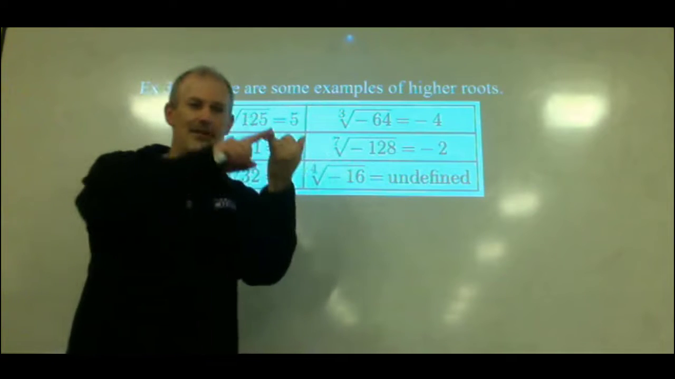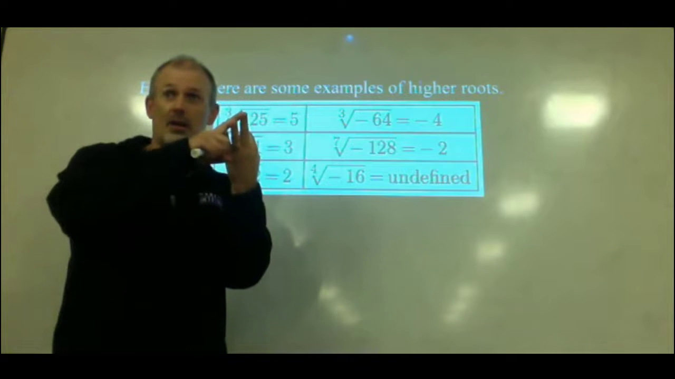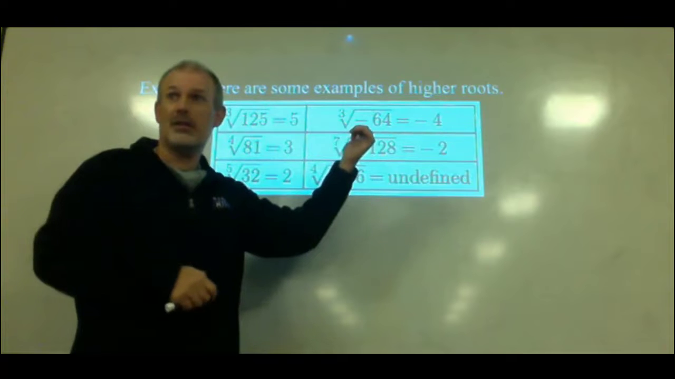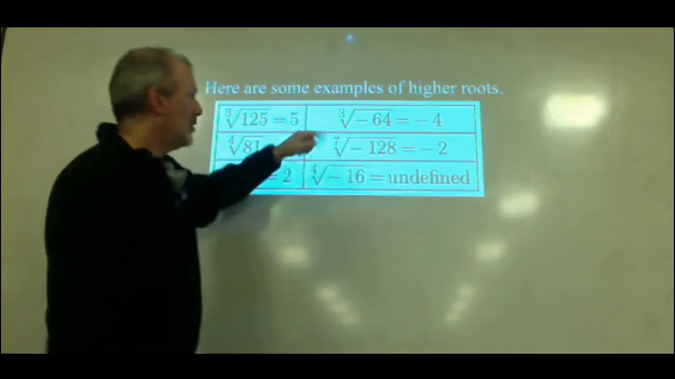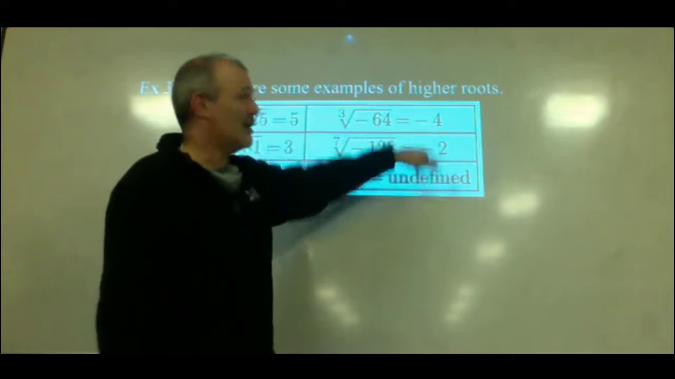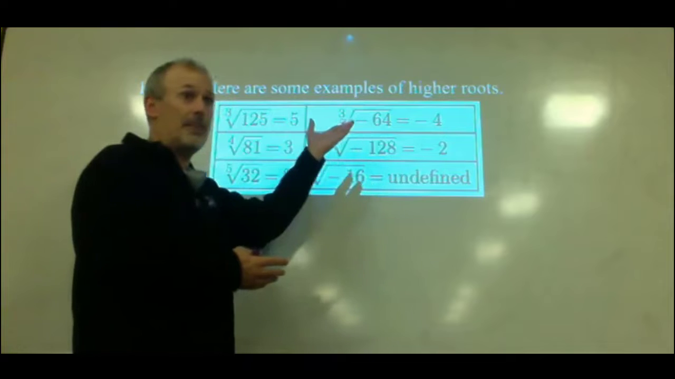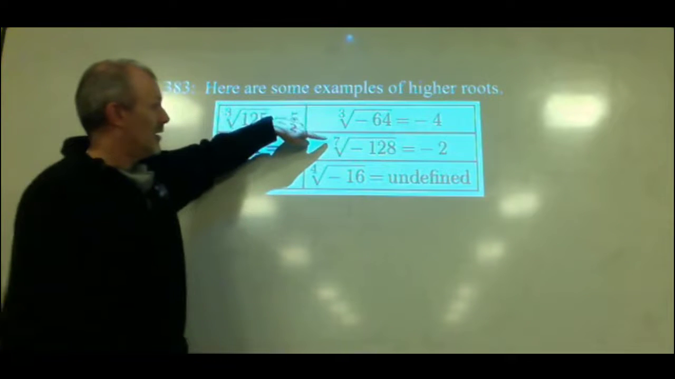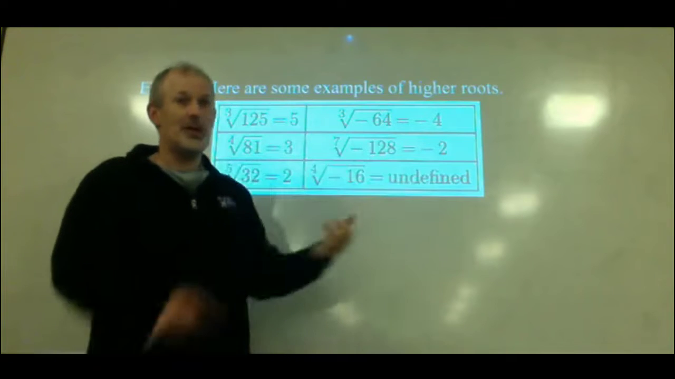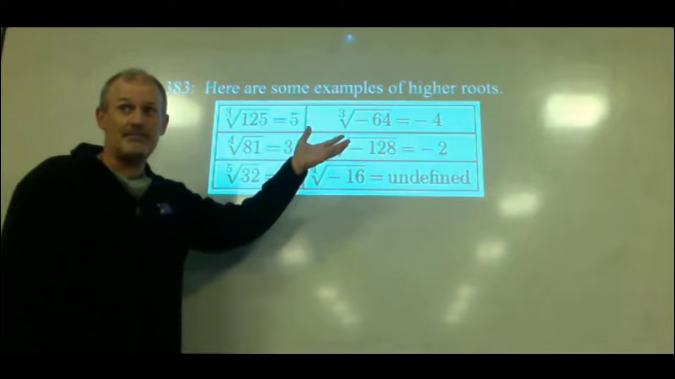Here's why that's okay. If you take negative 4 times negative 4 times negative 4, you can get a negative number. Does that make sense? So the cube root of negative 64 is negative 4 because negative 4 raised to the third power is negative 64. Same thing here. The seventh root of negative 128 is negative 2, because negative 2 times itself 7 times is negative 128.